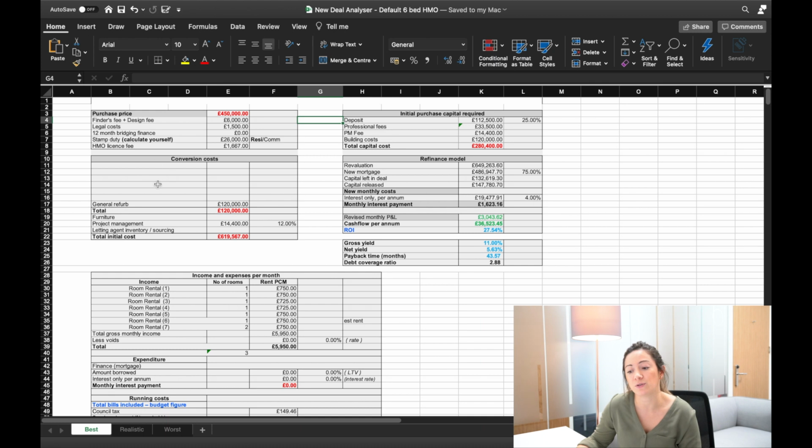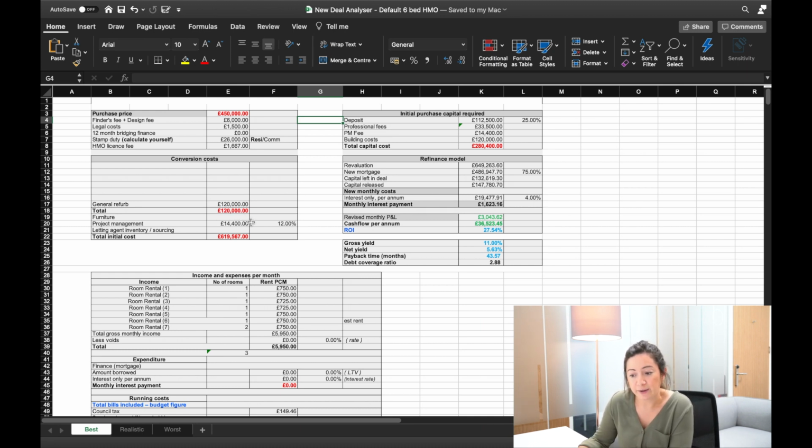And then you come down to the conversion costs. So you've got the refurb. We've done quite a few refurbishments by now, so we more or less know how much something's going to cost, but we've then got another tool that we use to work out, okay, we're going to need this much in terms of joinery or sanitary ware, all that kind of thing. So that then goes in there.